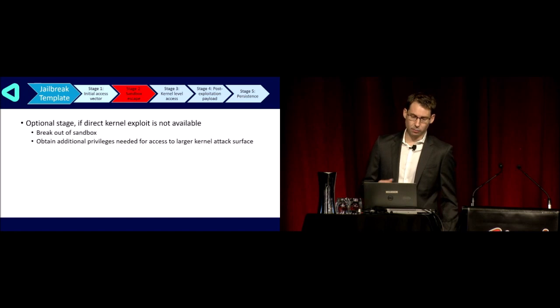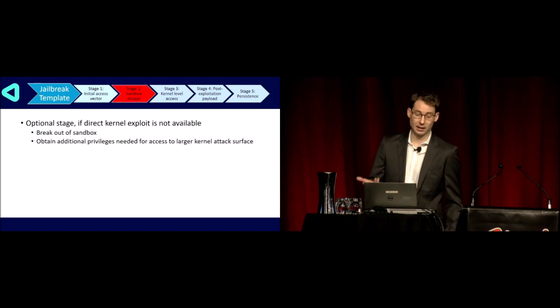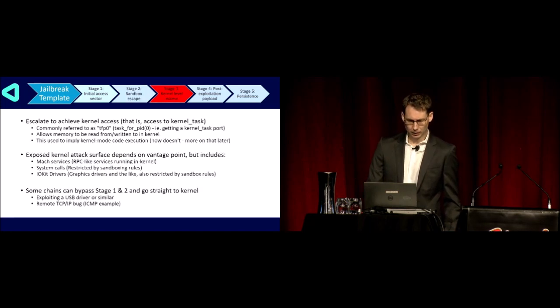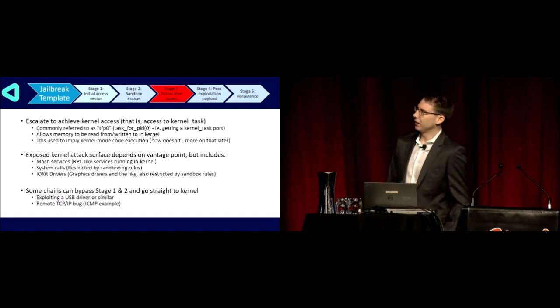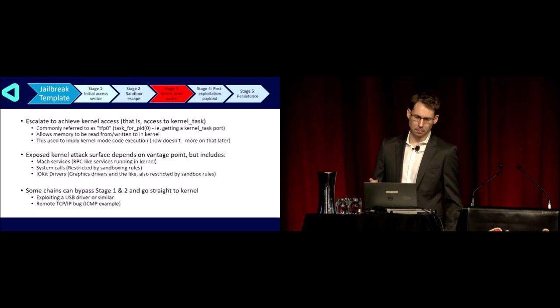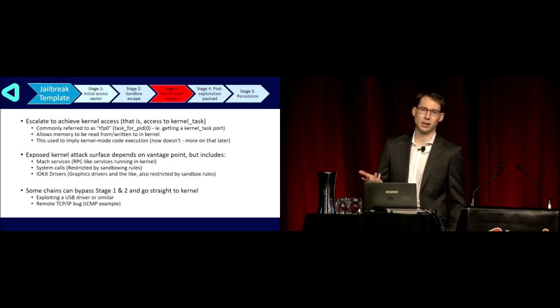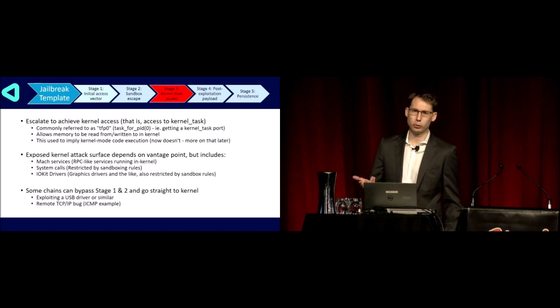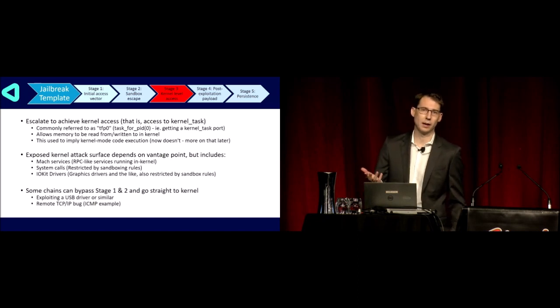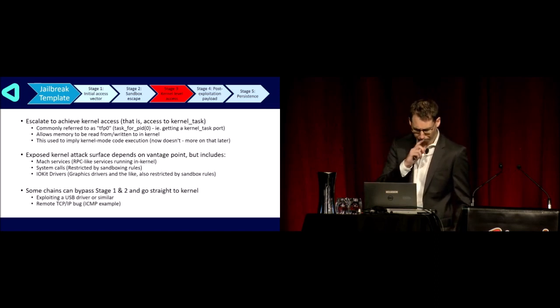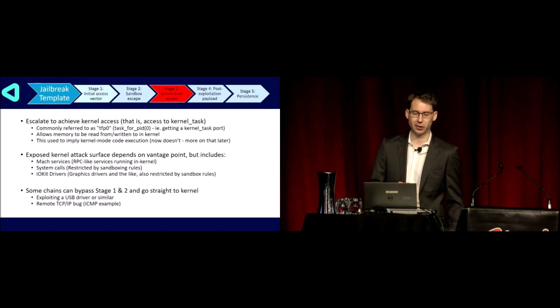The second stage, like I said, is optional. If you can't go directly to kernel, sometimes there'll be a sandbox escape stage or a partial sandbox escape or something like it. After that, you want to escalate to achieve kernel-level access. In jailbreak parlance, this is generally referred to as TFP0, or task for PID 0. Essentially, that means you get access to the kernel task. The kernel task is a Mach port, and when you have access to kernel task, then basically you're able to read and write to kernel memory arbitrarily, notwithstanding the protections that I mentioned earlier. Like I said, this used to imply code execution, but now it really doesn't.